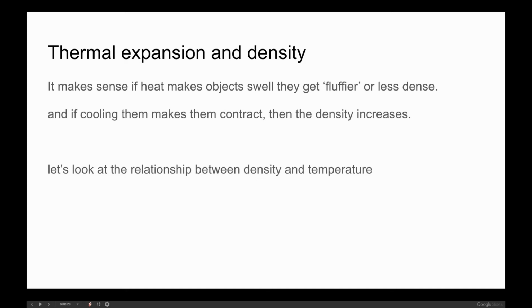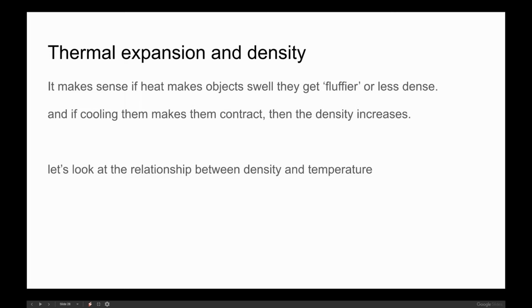It makes sense that if heat makes an object swell, it gets fluffier or less dense. And if cooling makes them contract, then the density increases. So there's actually a link between thermal expansion and density. We're going to see these two properties, which just seem like curious lab properties that occasionally get annoying for our equipment and we design around it. It allows us to make thermometers and such.